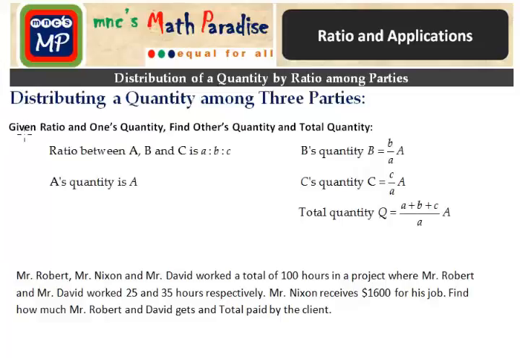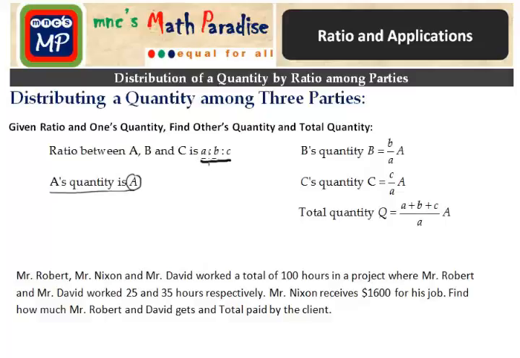Here we will see another scenario where the ratio between three parties A, B, C is given, and instead of the total quantity, as was given in the previous slide, here one of the parties' quantity is given. That is A's quantity or B's quantity or C's quantity. So the ratio between three parties is given and the quantity of one of the parties is given. We need to find the quantity of the other parties and the total quantity.